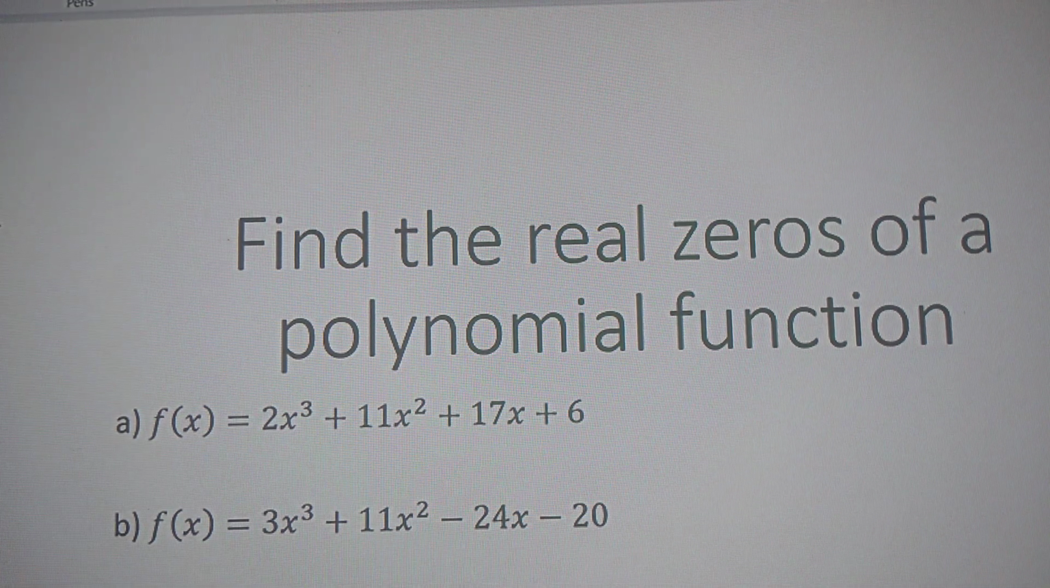In this video, what we want to do is to find the real zeros of a polynomial function. We are going to be working two examples. So let's get started with the first one. What are the real zeros of 2x cubed plus 11x squared plus 17x plus 6?